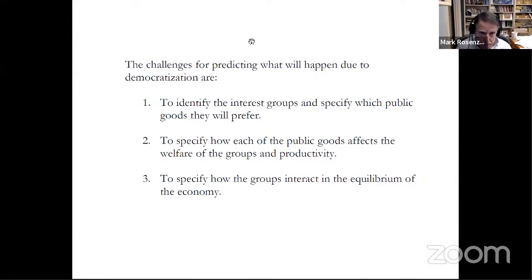Okay. So challenges for predicting what will happen due to democratization are, first of all, we have to identify the interest groups and specify which public goods they will prefer. We also have to specify how each of the public goods affects the welfare of the groups, which is essentially similar to one, because that's going to determine which of the goods they like. And we're going to have to determine how these goods affect productivity. And then third, we're going to have to take into account that whatever these groups are, they interact in the equilibrium of the economy. Okay, they don't only play a role in determining the public goods composition, but they also play a role in the economy at large.